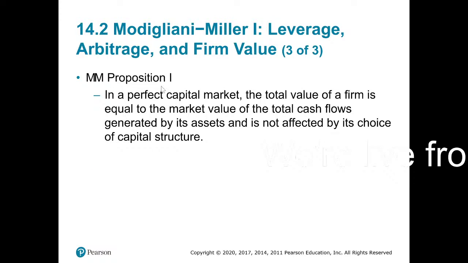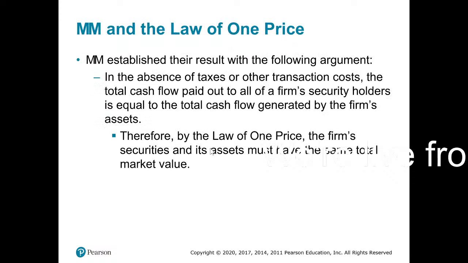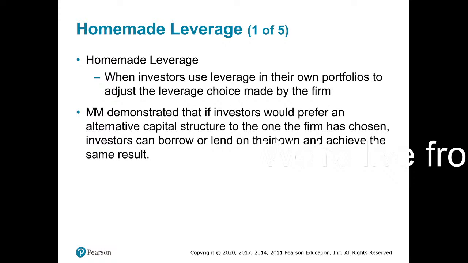So proposition 1 is: in a perfect market, the total value of the company is equal to the market value of the total cash flows generated by its assets, and is not affected by the choice of capital structure. And this is also called the capital structure irrelevance theory. So if there are no taxes and no other transaction costs, then the law of one price will hold. And because of that, the company can borrow. All the investors can borrow themselves.